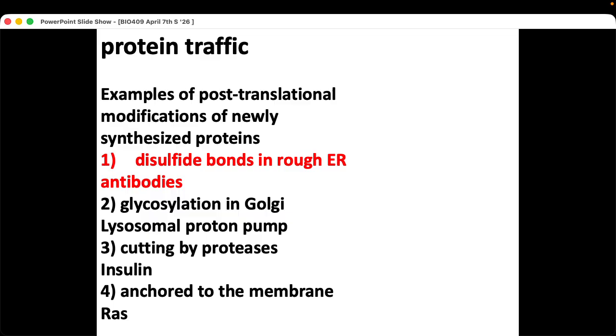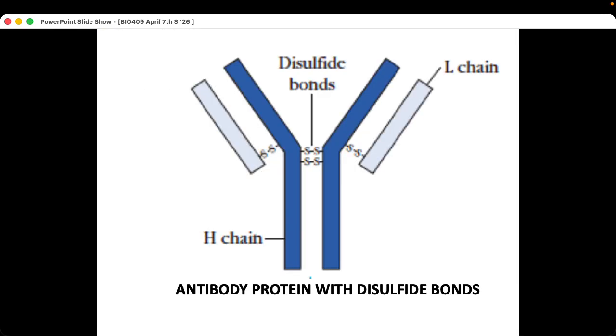And I'll just show you a picture. And again, this is not a class in immunology. You don't need to know more about them than that. They're proteins that are going to get secreted from the cell. They get made in the rough ER, and their place is in the lumen, in that liquid center of the rough ER. So just to show you this, here's an antibody, and antibodies are made up of more than one protein chain, more than one polypeptide chain, and they get bound together to make the functional antibody, and they get bound together by these disulfide bonds.